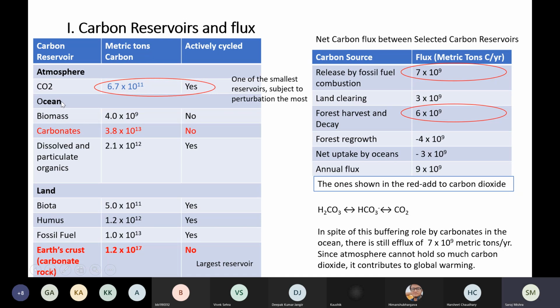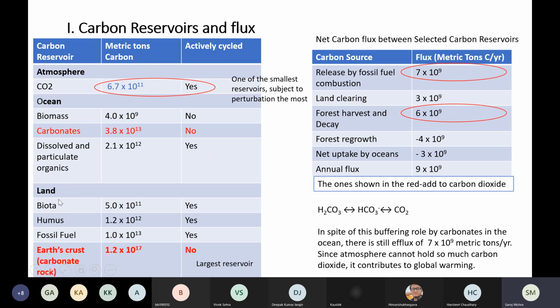However, in the ocean, it's also present as carbonates, which is one of the largest sources of carbon. Is it actively cycled? The answer is no. So even these carbonates which are in the ocean, in the form of calcium carbonate, or you have rocks which contain carbonates, they are also not available for cycling purpose. Then there is dissolved and particulate organics, dissolved organic matter, because of decomposers which are actively breaking down the matter. So this is one of the small reservoirs, but this is what is recycled.